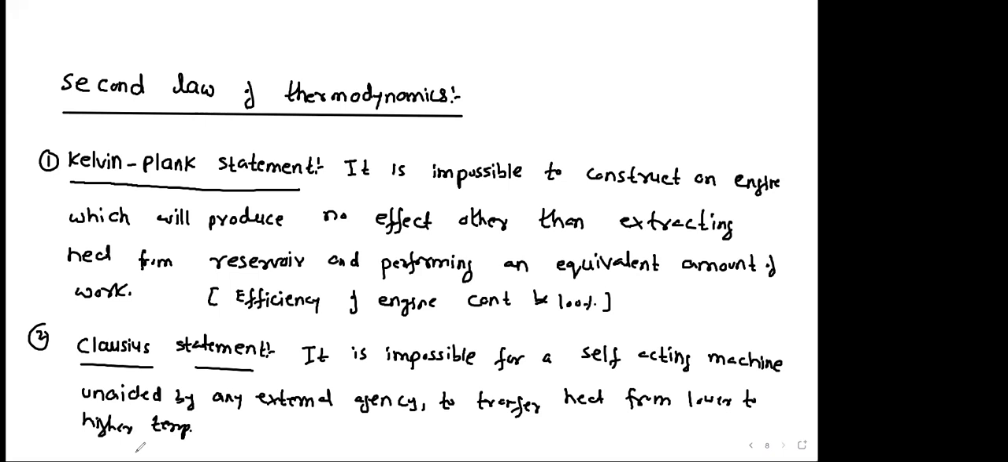If you want to transfer heat from a body at lower temperature to a body at high temperature, you would need an external agency. One example of a device which transfers heat from low to high temperature is your AC, air conditioner, or refrigerator. But all refrigerators and air conditioners need some external agency which can transfer heat from lower to high temperature. Okay, just note it down.